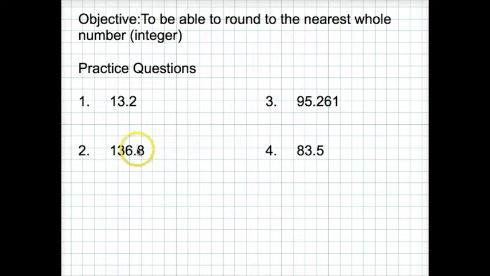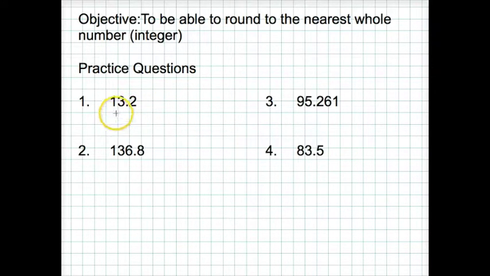Okay, question 1. What we're doing here, we're trying to round this to the nearest whole number or integer. An integer is just a whole number. It can be positive, but it can also be negative, but it can't be a fraction or a decimal.